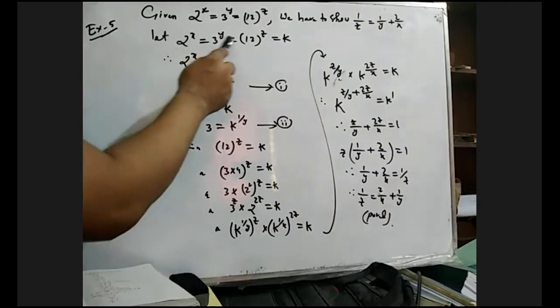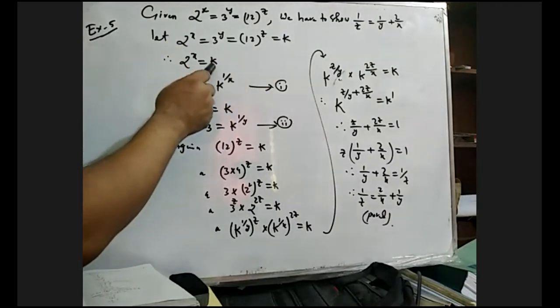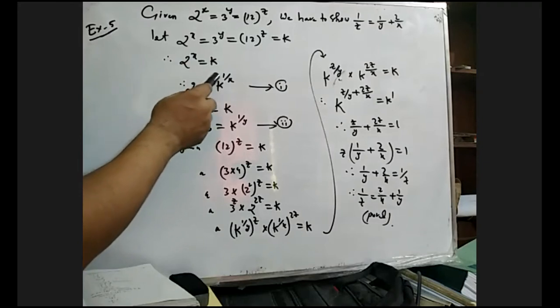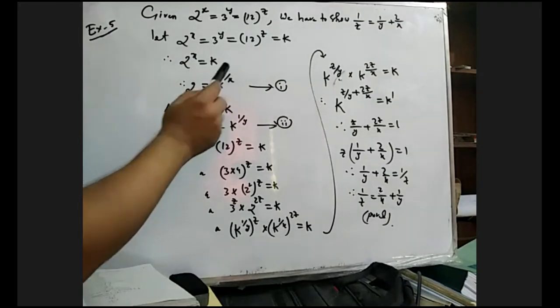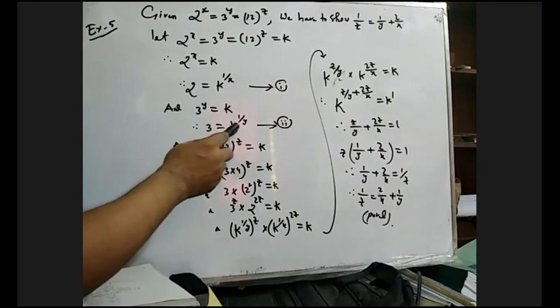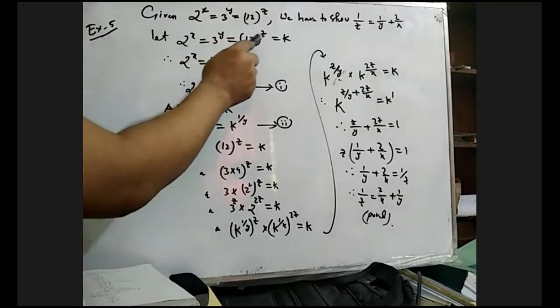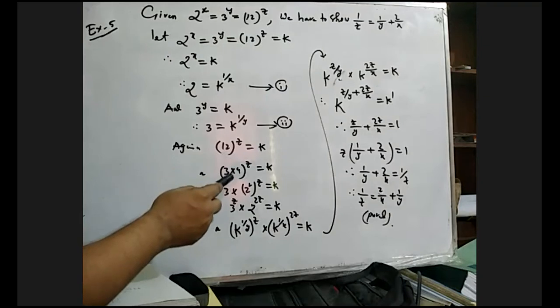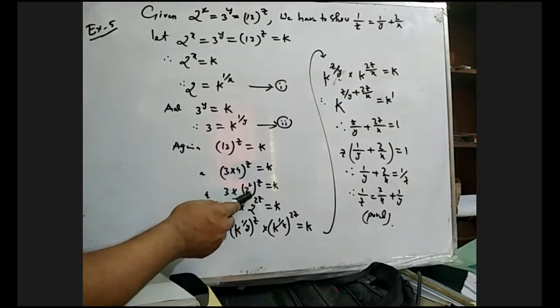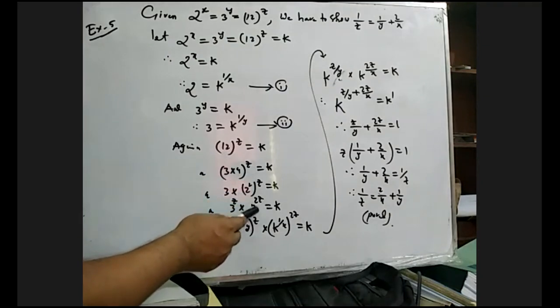2 to the power x equals to k, this is given, so 2 equals to what will be? Taking x root on both sides, so we get k to the power 1 by x. Similarly, 3 equals to what will be? K to the power 1 by y. Now, from the third one, this equals to k, and 12 can be written as 3 into 4. 4 means what? 2 square. 2 to the power twice z.